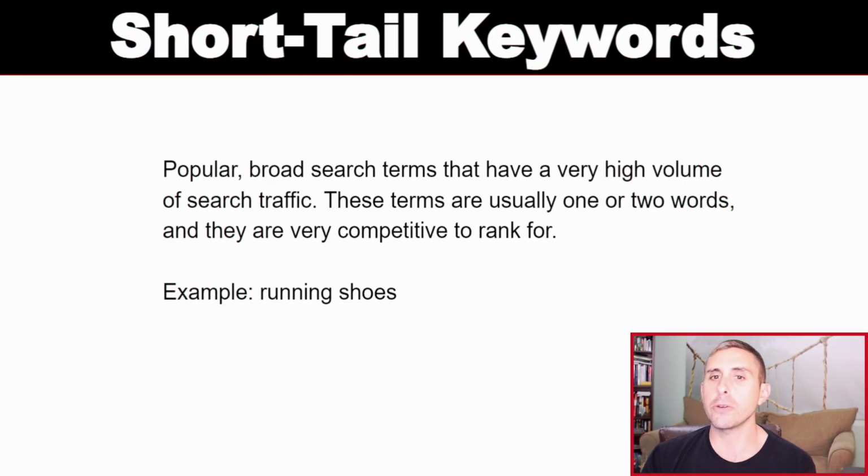So next we have short tail keywords, and this once again goes with that discovery phase of the buying cycle. Short tail keywords are popular broad search terms that have a very high search volume. These terms are usually 1 or 2 words, and they are very competitive to rank for. So for example, running shoes. If somebody is typing in running shoes, well, are they looking for women's running shoes, white running shoes, or Nike running shoes? Like, what type of running shoe are they looking for?